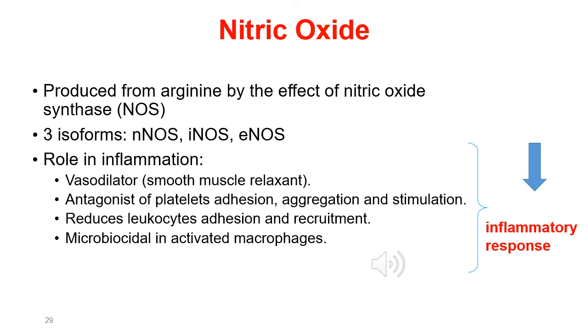The last chemical mediator to be discussed in this lecture is nitric oxide, which we have already discussed its action and functions on previous occasions. This nitric oxide is produced from arginine by the effect of nitric oxide synthase اللي هو NOS. There are 3 isoforms زي ما حكينا سابقا اللي هو ال NOS وال INOS وال ENOS. Their role in inflammation includes vasodilatation, so the smooth muscle relaxant, antagonist of platelet adhesion, aggregation, and stimulation, and it reduces the leukocyte adhesion and recruitment, and also it has a microbicidal effect in activated macrophages. Therefore, the outcome of the action of nitric oxide is to decrease the inflammatory response.